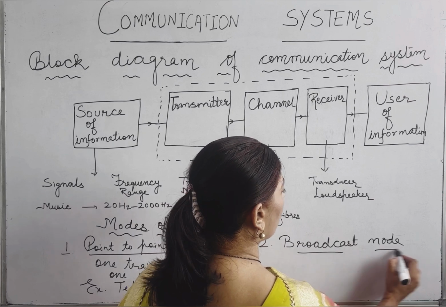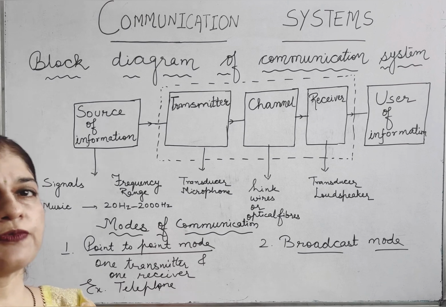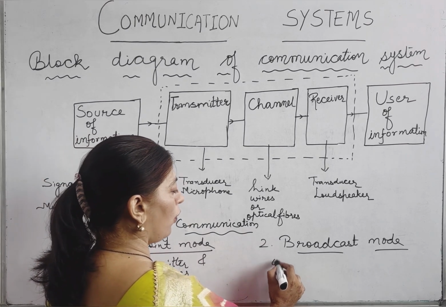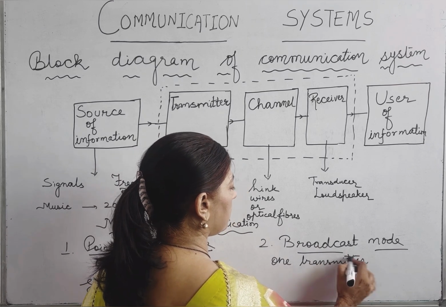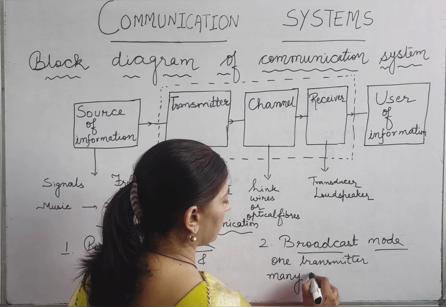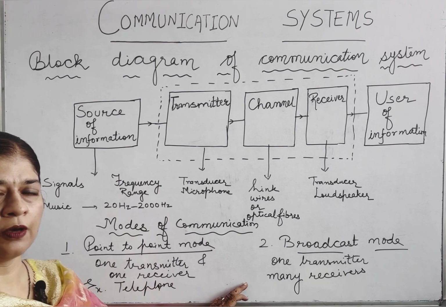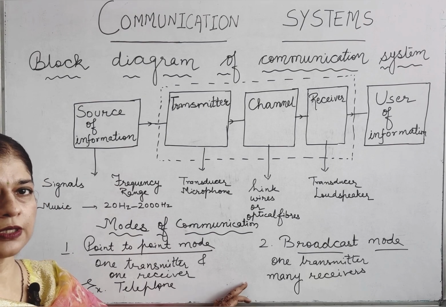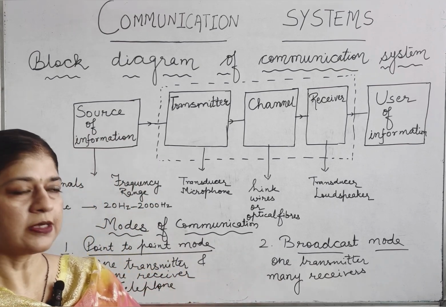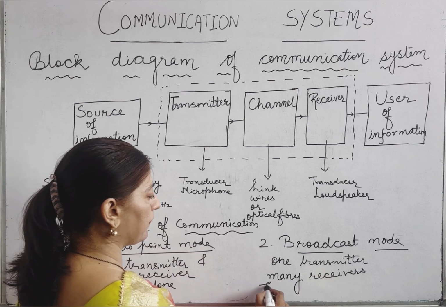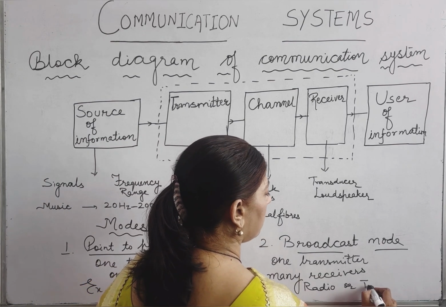What is happening in this mode is, here we are having a single transmitter, but number of receivers are many. It is having one transmitter and many receivers. Where this type of communication is taking place, radio or TV, the information is shared by, received by a large number, but transmitter is a single one. So example, is a radio or TV.